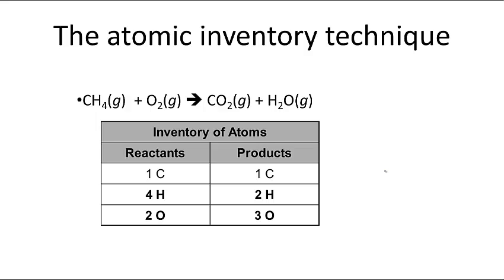So there are a couple techniques. I have one that I really prefer. I'll talk about this one first, though. So this is the combustion of methane. And so you can take an inventory of all of your atoms. So this is unbalanced. So I count on each side. I have one carbon here, so that's equal, 1 and 1. Here I have 4 hydrogens, and here I have 2 water molecules.